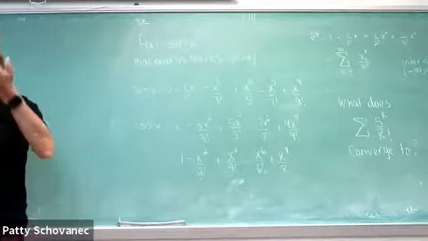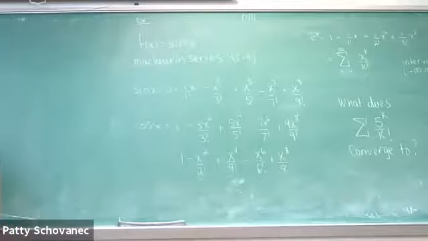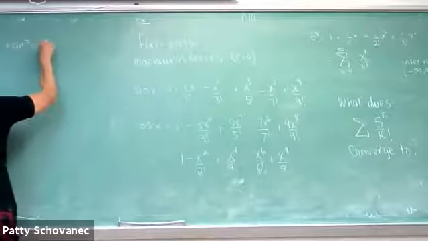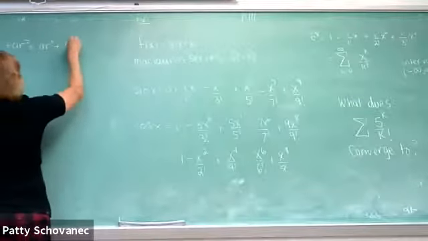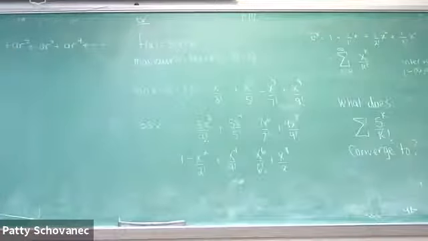Anyway, say its first term is a and its multiplier is r. What's it look like? A plus ar plus ar squared plus ar cubed, ar to the 4th. So it looks something like the sum of a times r to the k, k equal to 0 to infinity, maybe.